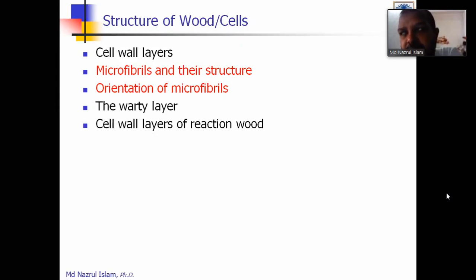I'm not saying what you know is wrong, but what you know was the basic, very simple. So try to understand what is microfibril, because that is very important. And when you think about the structure, you have to think about the structure of the microfibril and their orientation. That is very important.